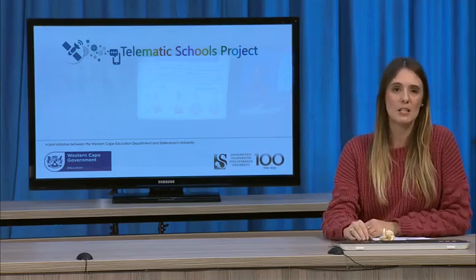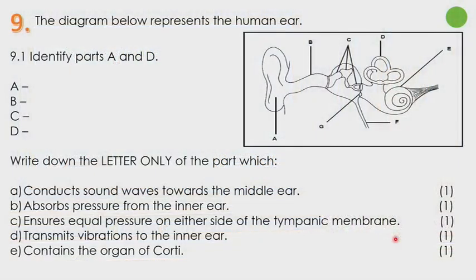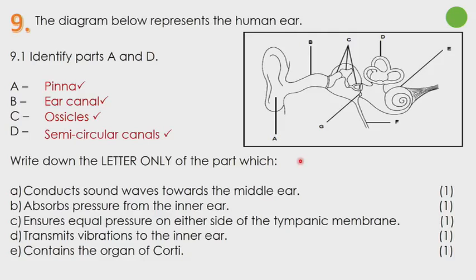Okay. So let's look at an example of a question. Right, so as we've already gone through the different components, we're going to breeze through this. So 9.1, identify parts A to D. So A would be our pinna, which catches the sound waves. B will be our ear canal or auditory canal, which will direct it towards our middle ear. C will be the ossicles, and D will be our semicircular canals.